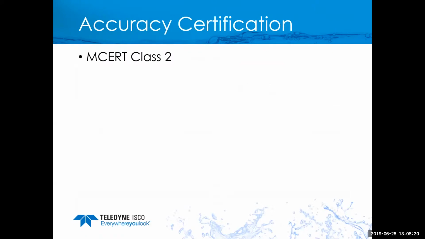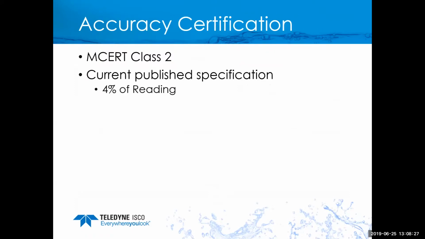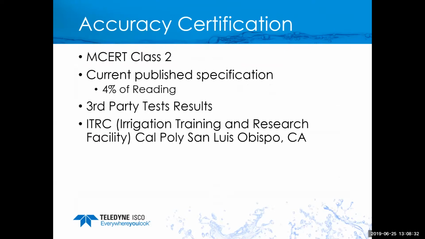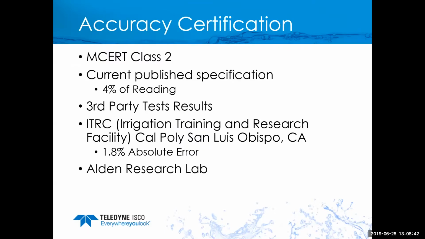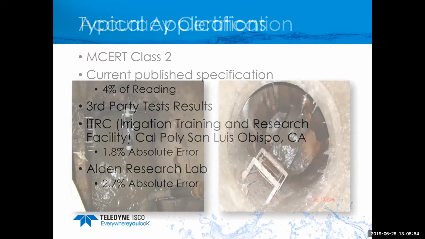Okay, so let's talk about some of the certification. We have an MCert Class 2, which is Europe. Our current published spec is 4% of reading. We have third-party test results. One of them is from the Irrigation Training and Research Facility at Cal Poly San Luis Obispo, California. 1.8% was the absolute error calculated by that one. We also have tested at another well-respected lab on the East Coast known as Alden Research Lab, and we were about 2.7% on that one. So very good results from the testing that we've done with the laser.